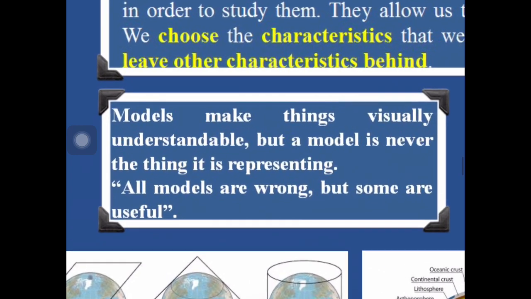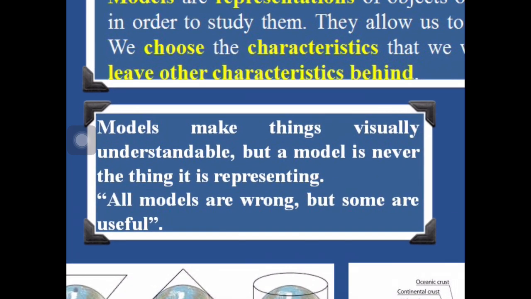So models make things visually understandable, but you're never going to have the same thing in a model as in reality. Why? Because you are just choosing some variables. So models are going to be great for the variables that you are choosing, but they are going to be really bad for the variables that you are not including. Just always remember, models are always wrong. Why? Because they will never have all the variables, but they are useful because they allow us to understand the variables that we are actually including.